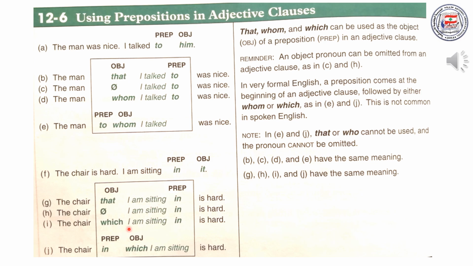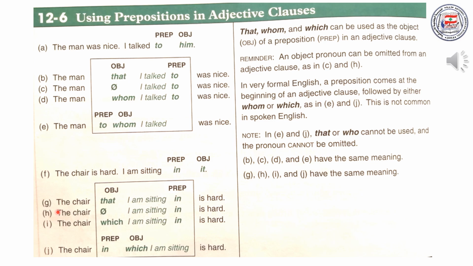In F, the chair is hard. I am sitting in it. In is a preposition and it is an object pronoun that functions as the object of the preposition in and that replaces the word the chair that refers to a thing.